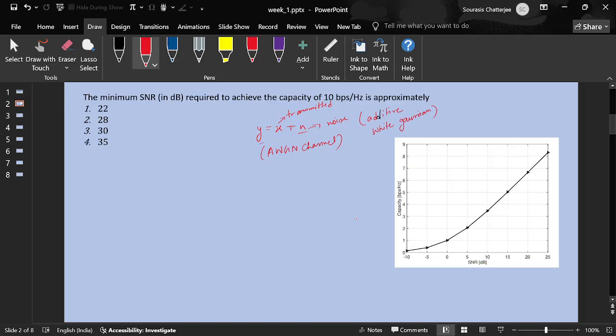Number of bits transmitted through the channel. Yeah, it's true to some extent.